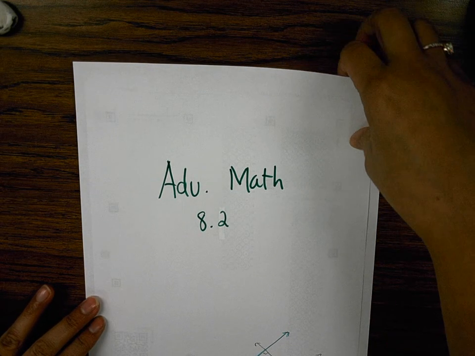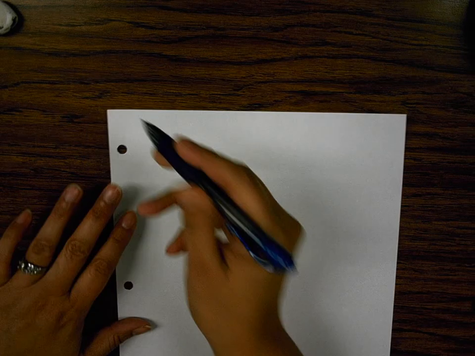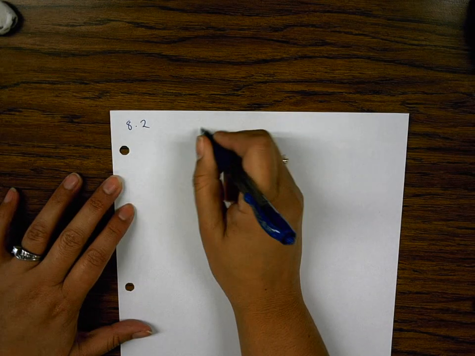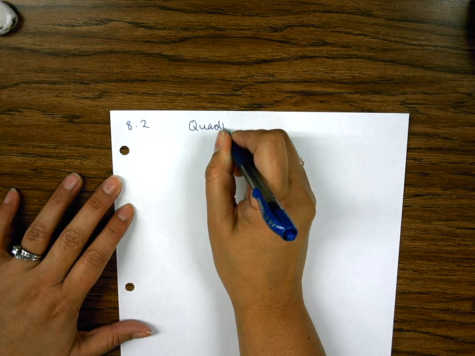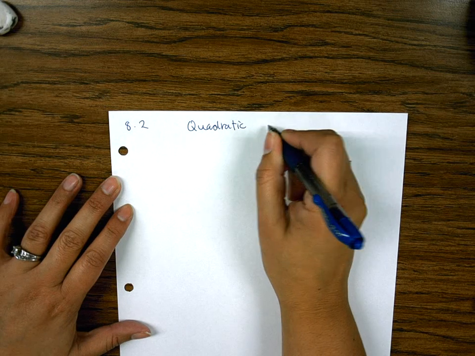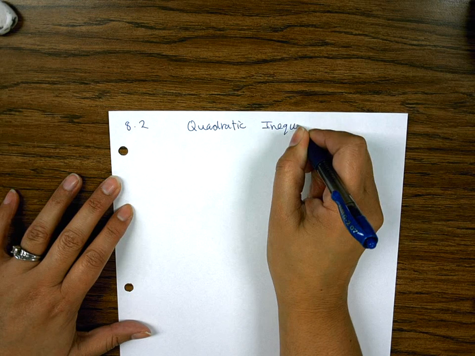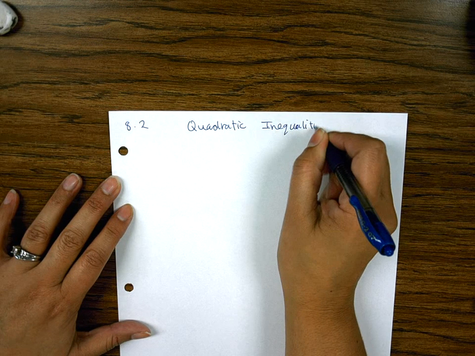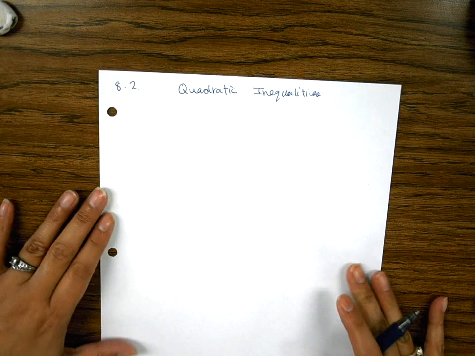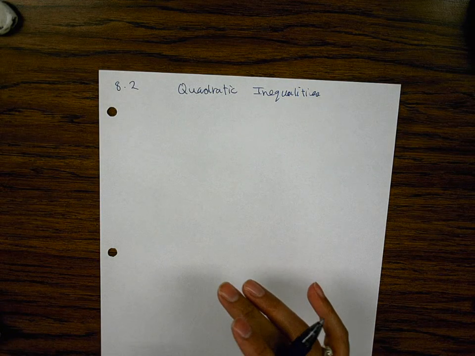This is Advanced Math, Unit 8, Lesson 2. Today we're working with quadratic inequalities. And for the most part, for the first part of this, it's going to be review.